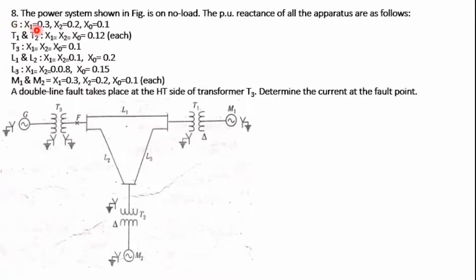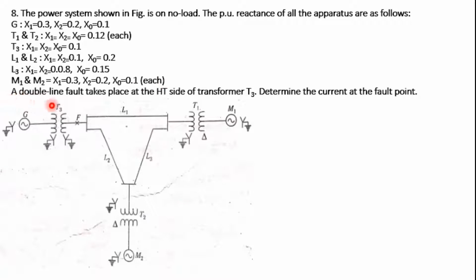Generator G1 or G, x1 is 0.3, x2 is 0.2 and x0 is 0.1. Transformer T1 and T2, x1 is equal to x2 is equal to x0 is 0.12. Transformer T3 is 0.1 for all the values. L1 and L2 positive, x1 x2 is 0.1 and x0 is 0.2. Similarly all the parameters are given.